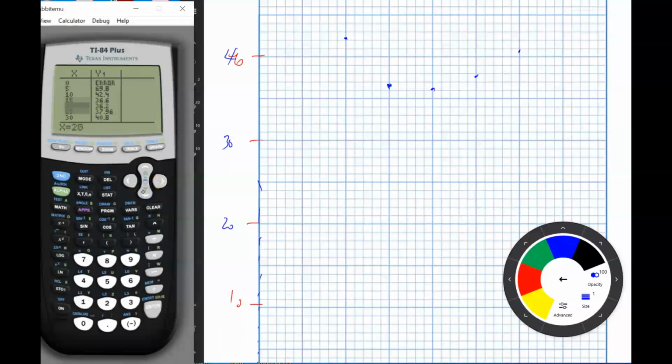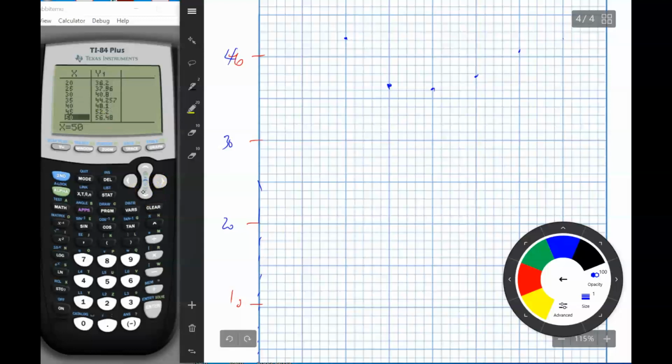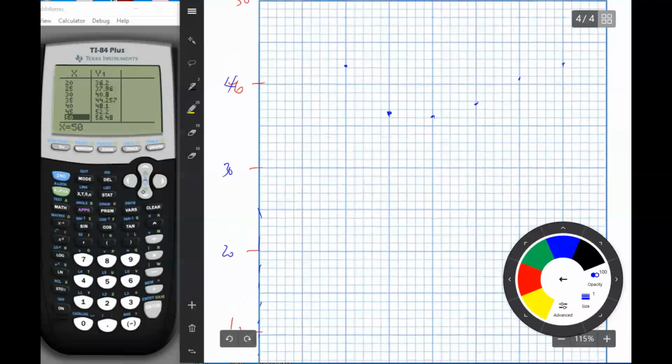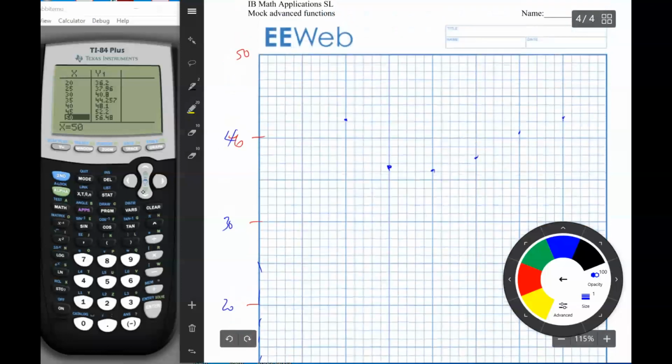let's go to the next screen, 35 comma 44, and 40 comma 48. Should be about there. So if we draw a curve through our points, it kind of looks like that.